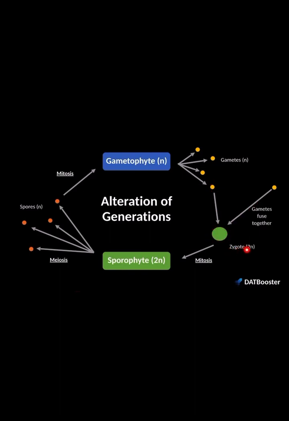This zygote, this 2N individual, will continue to grow. So it undergoes mitotic division, and it's in the sporophyte stage right now. It's 2N. There's two sets of chromosomes because it got both of those chromosomes from the gametes released in the gametophyte stage from two unique parental individual plants. And then the process will begin again. You can undergo another round of alternation of generations.